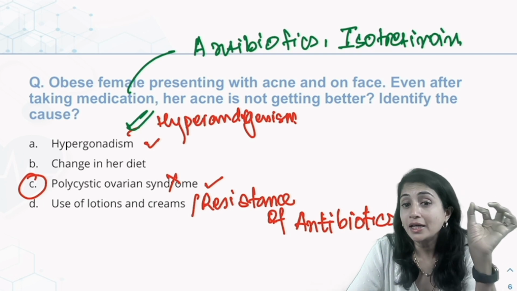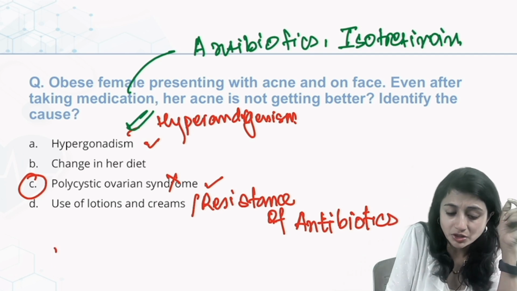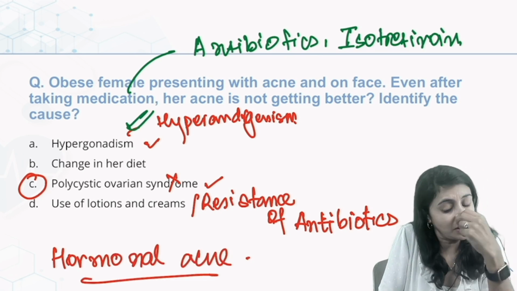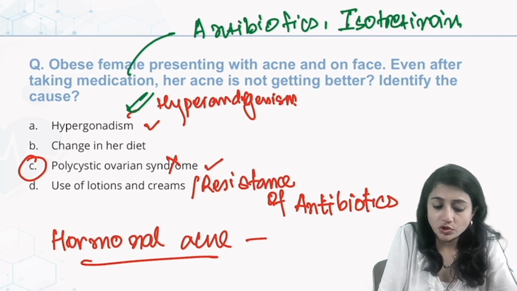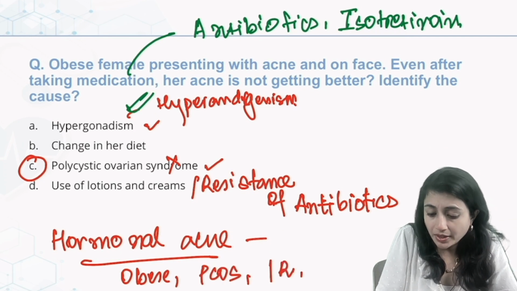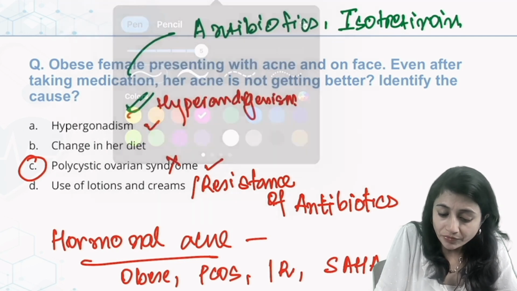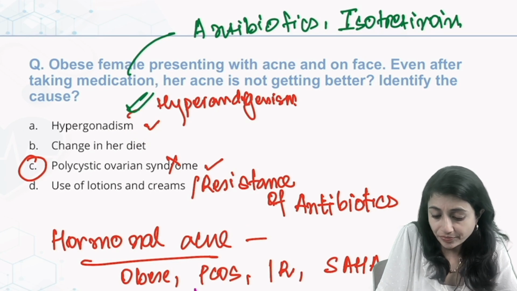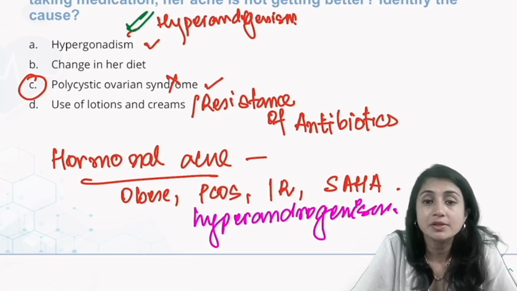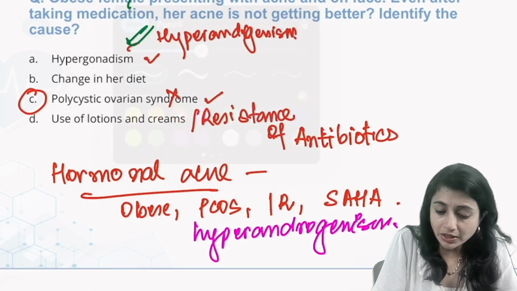So remember, acne has variants. One of the important variants that you know of is called hormonal acne. Hormonal acne is seen in what individuals? In individuals who are obese, in individuals who have PCOS, IR, SAHA syndrome, any of the reasons which can lead to hyperandrogenism. PCOS, IR, SAHA, HAIR-AN syndrome, all of this can lead to hormonal acne.